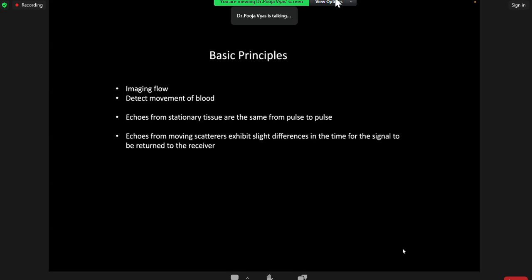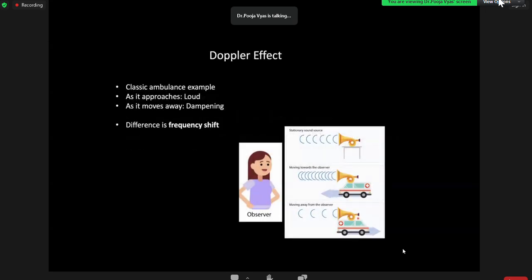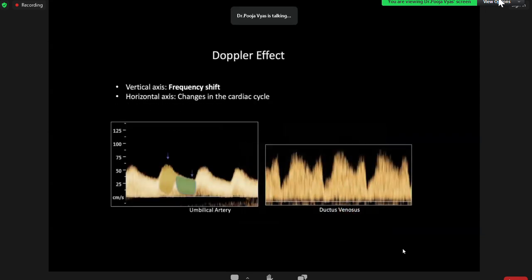There is a slight difference in time for the signal to be returned back to the receiver. The classical example is an ambulance. As it approaches towards us, the sound is very loud, but as it starts moving away, there is a dampening effect, and this difference is the frequency shift.